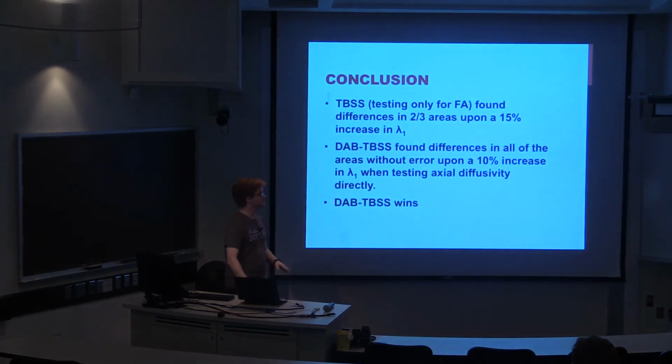So in this case, the conclusion is that TBSS did find differences in 2 out of 3 areas for a 15% change in magnitude, but for a smaller change in magnitude, DAB-TBSS was more successful at detecting these differences upon only a 10% increase in the principal eigenvalue, and because 10% is lower than 15%, so it detected a more solid difference successfully, DAB-TBSS wins.